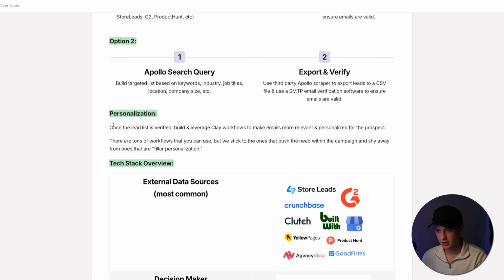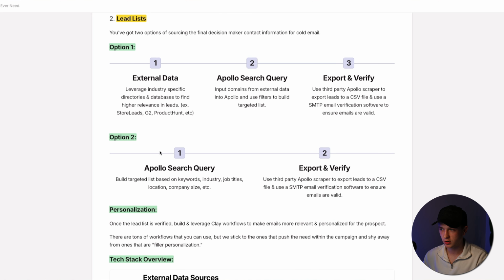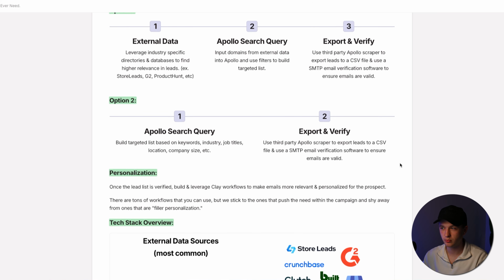So that's that. Now, one thing to note, which I forgot to mention, is that if you're using a third-party exporter, which you should be, you don't need to pay for Apollo, you just pay for the exporter. Unless you want the premium features, but also some of the exporters don't support those.